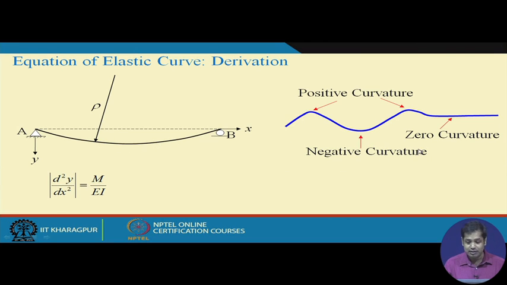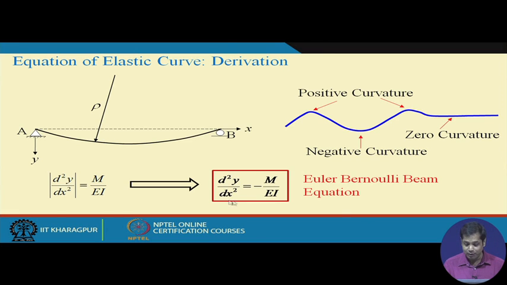So, moment is positive means curvature is negative, and similarly if you take hogging moment, hogging moment will cause this kind of deflection, which is positive curvature, and hogging moment is negative moment. So when the moment is negative, curvature is again positive, right? Therefore, see, moment and curvature are always of opposite sign. So this can be written with the sign of this being minus of this. This is a very well known equation. This is called the Euler-Bernoulli beam equation.